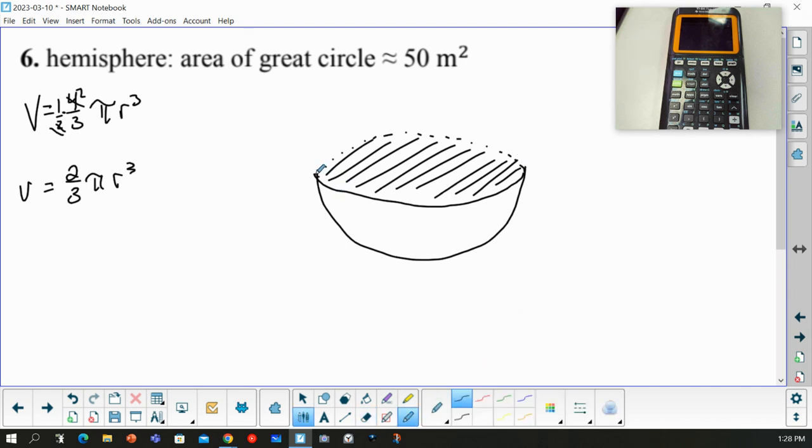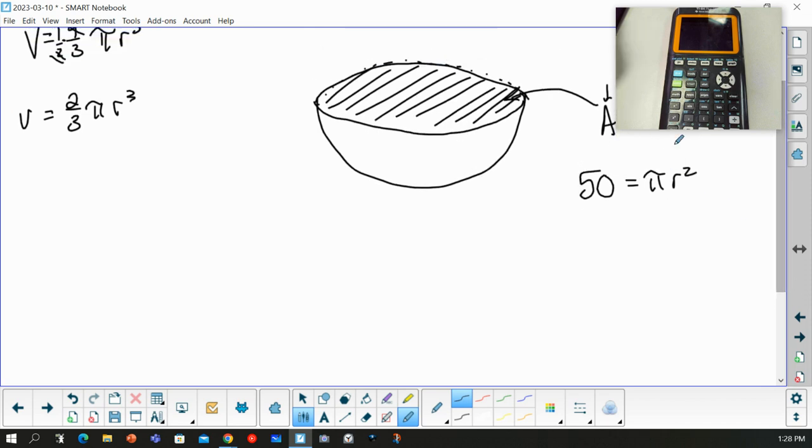And let me go ahead and solid that up here. So here we have a hemisphere, right? The area of the great circle, which is this flat surface here, is 50. Well, the nice thing is the formula for the area of a circle, we know, pi r squared. And we know that the area is 50, so I can put a 50 in for that A. Now, I'm going to do some algebra. I'm going to solve for this r right here. Let's get rid of the pi first.